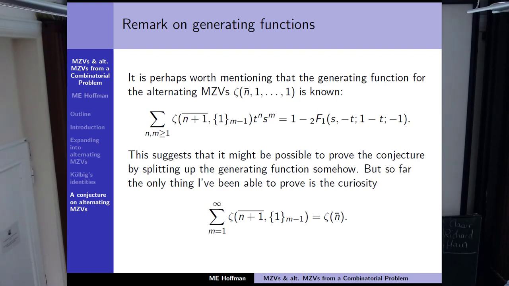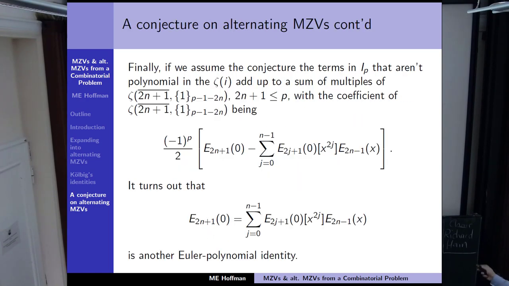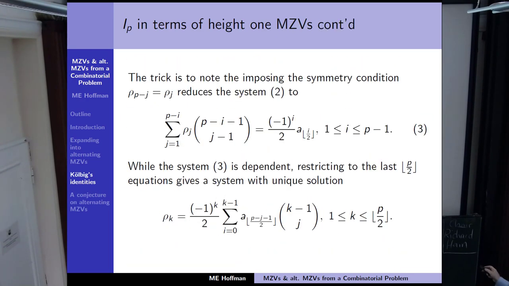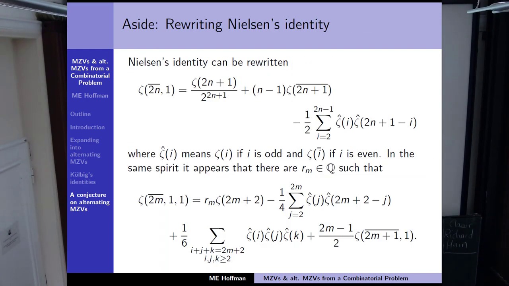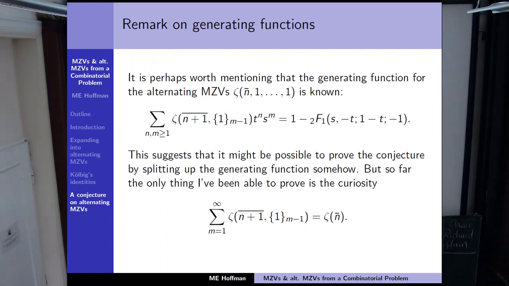But a dream is that this hypergeometric function, or equivalently the integral, could somehow be written as a sum of, or this could be summed into something using Euler polynomials, that would be sort of another piece that would give you what these guys are. But that's only a dream. I don't know how to do it.